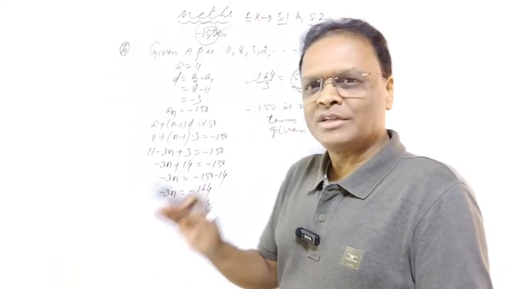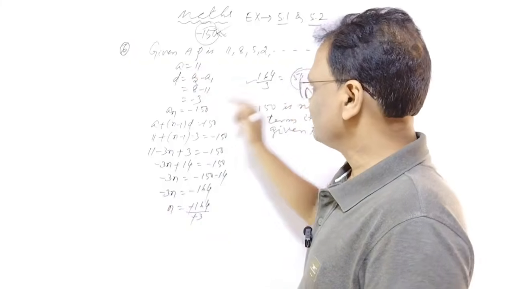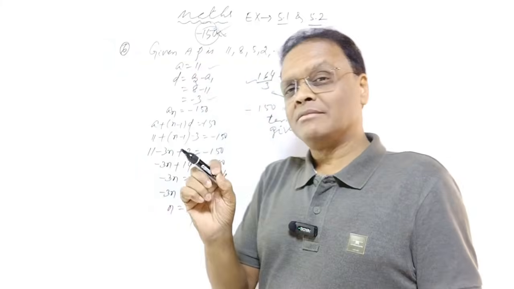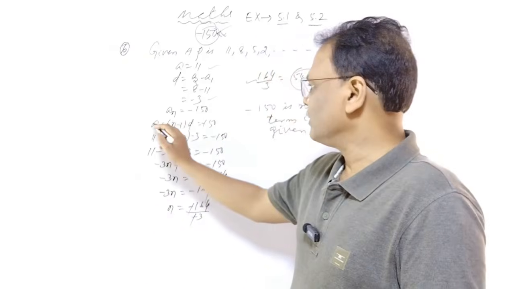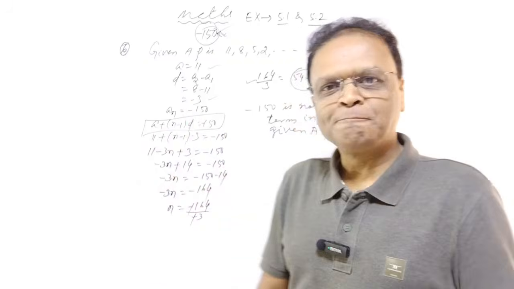Very simple. Whenever you are checking whether any number is a term of an AP, just write the series, write what is your A, find what is D. Whatever number is given, you consider as AN. Then your problem is over. Just put the formula, apply the formula, get the answer.